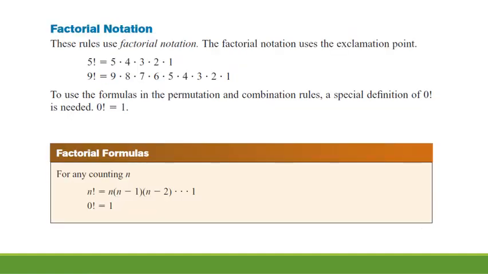Also, we have the factorial notation, which is also discussed in your senior high. So we have 5 factorial, 9 factorial. These are the factorial notation. A factorial notation uses an exclamation point, wherein 5 factorial is equal to 5 times 4 times 3 times 2 times 1. To use the formulas in permutation and combination rules, a special definition of 0 factorial is needed. So 0 factorial is always equal to 1. Okay? That is always equal to 1.